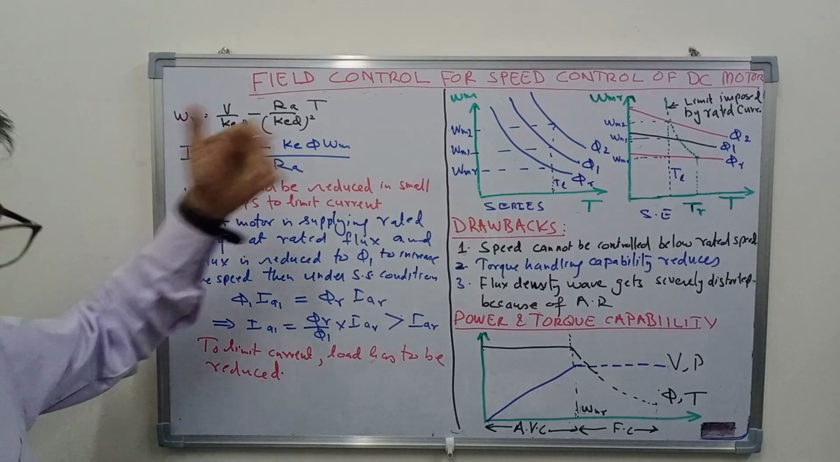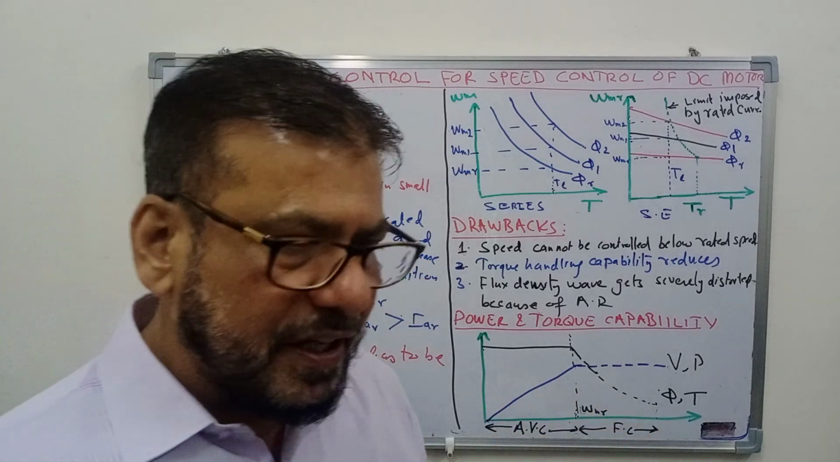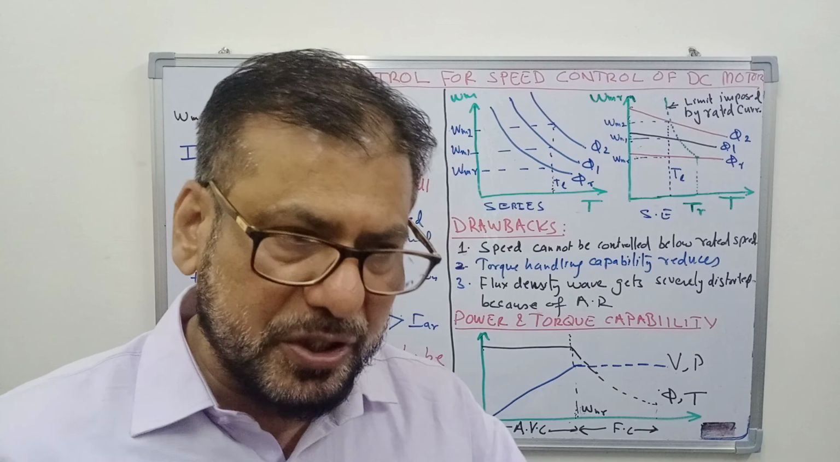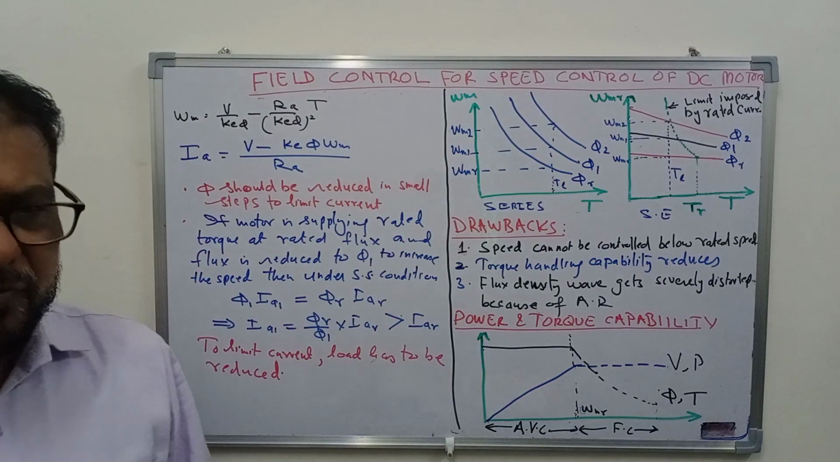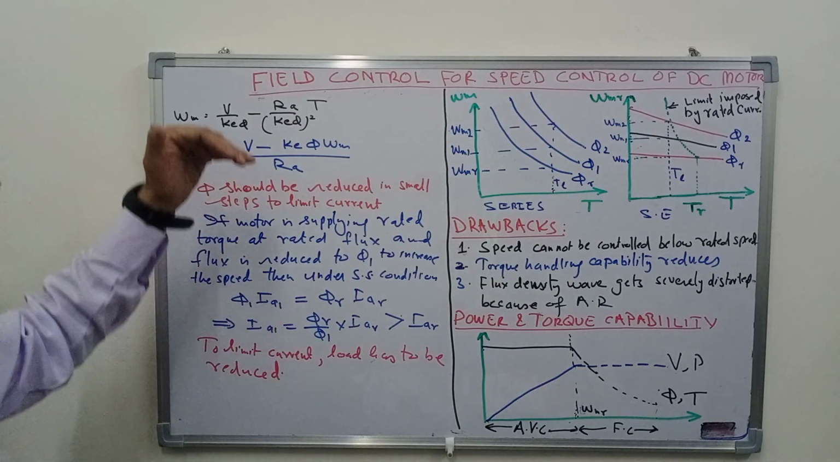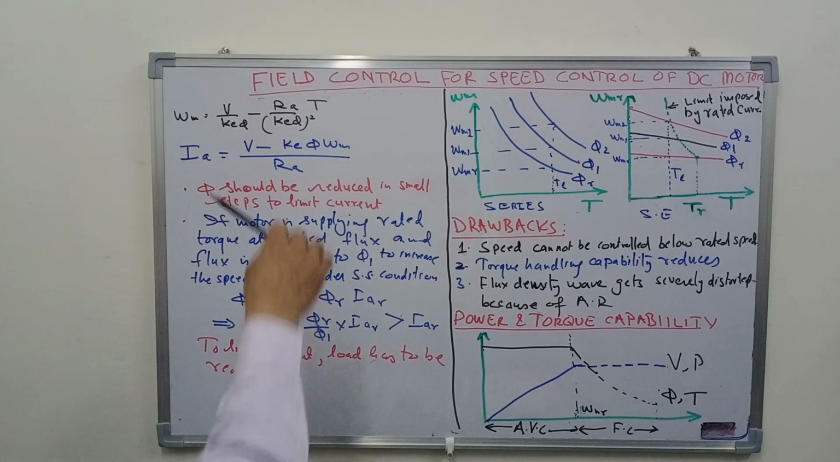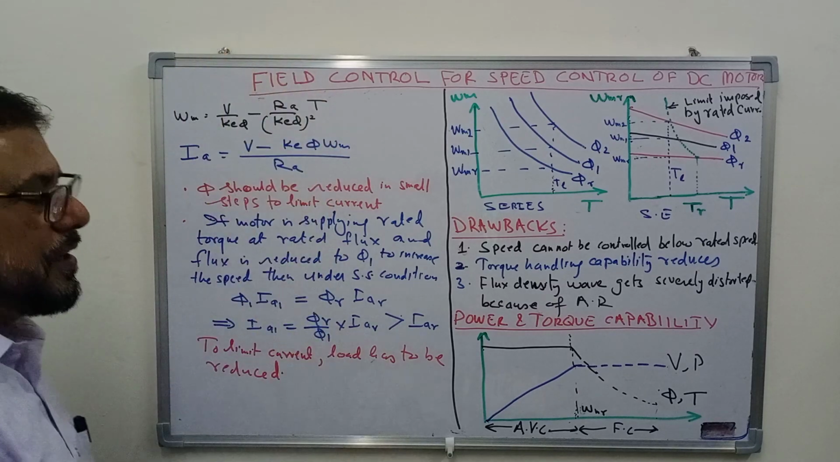You cannot increase the flux beyond the rated value because it will lead to saturation and overheating of the field windings. So we can only reduce the flux. So reducing the flux will increase the speed of the motor.